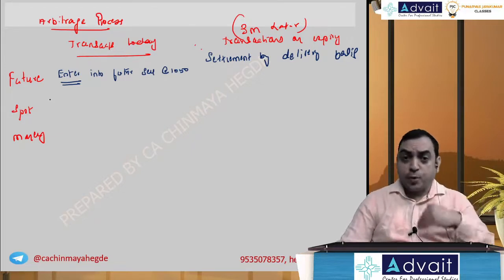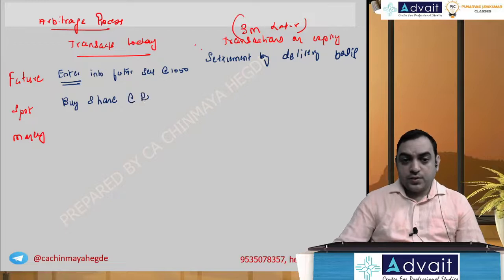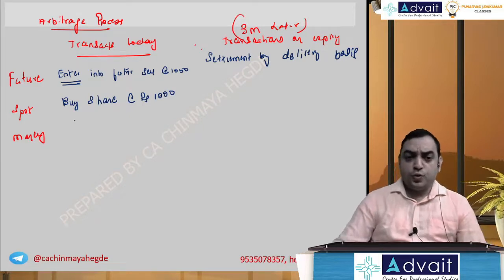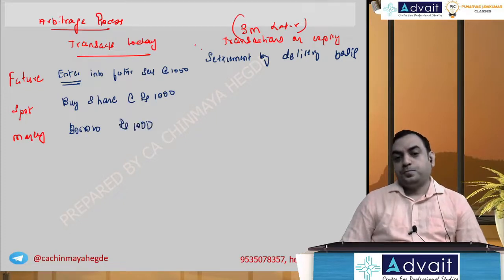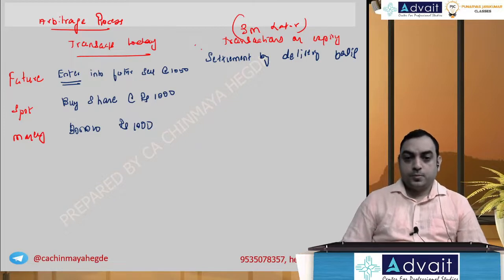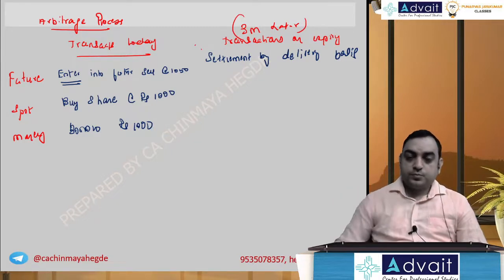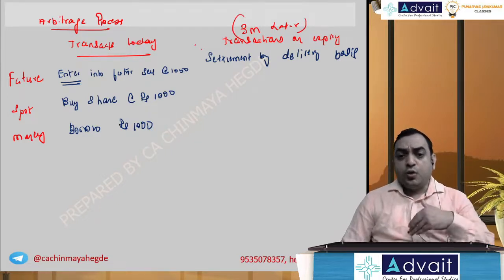In the spot market, opposite, you have to buy. Buy the share at rupees 1000 in the spot market. And where do you get the money? If you want to buy the share, you have to borrow. You have to borrow rupees 1000. Okay, now this is today.